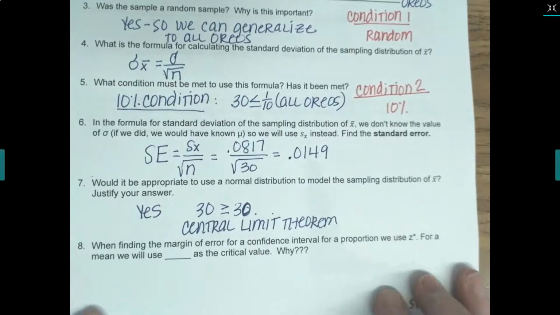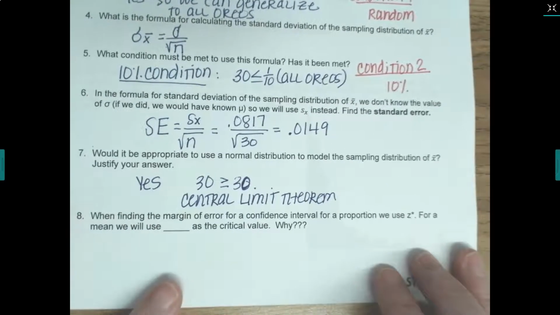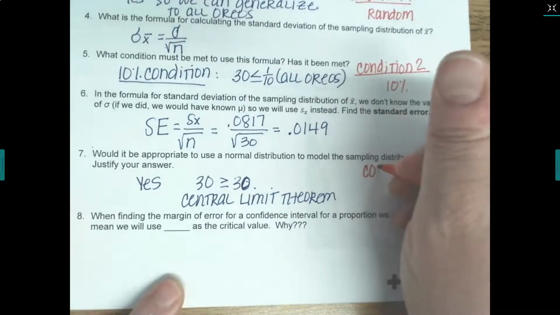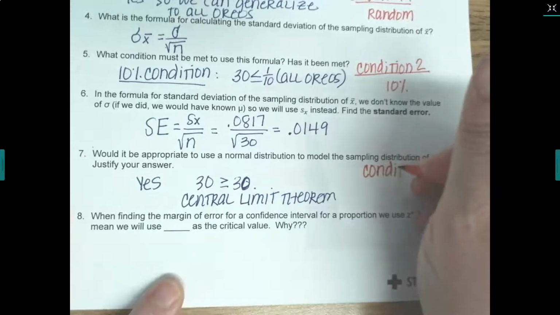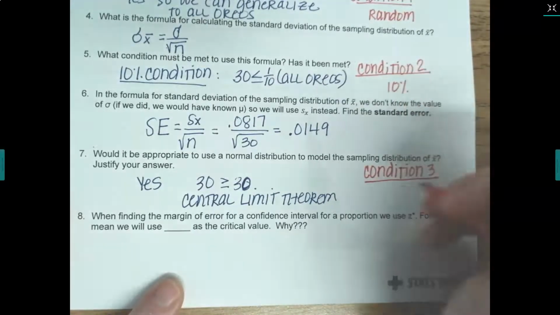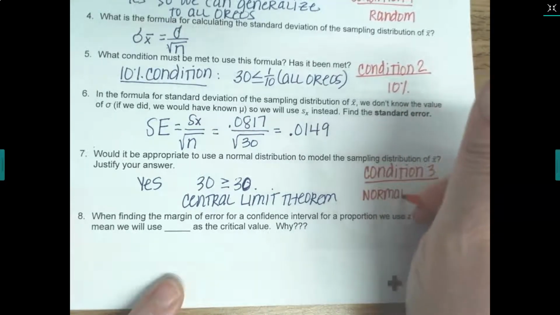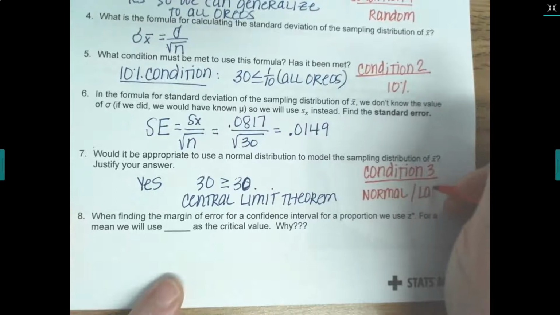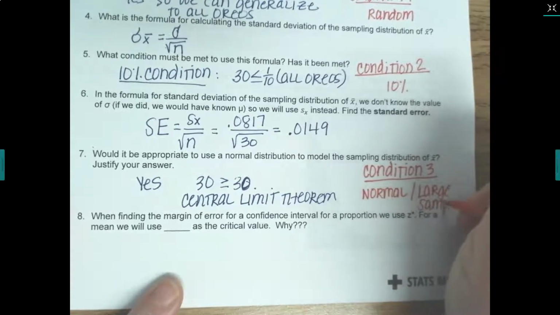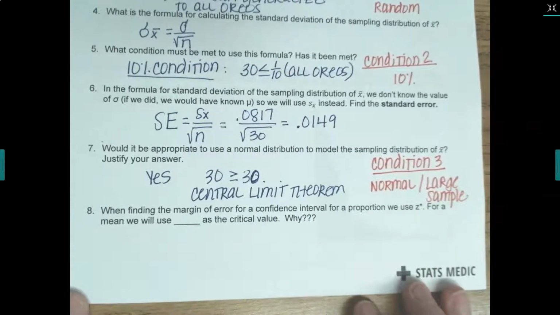And then your third condition is a little bit different for means, but it's something that we have talked about before, and that is it needs to come from a normal population or have a sufficiently large sample. So either the population is normal or we have a large sample. In this case, we have a large sample because it didn't say anything about the population.